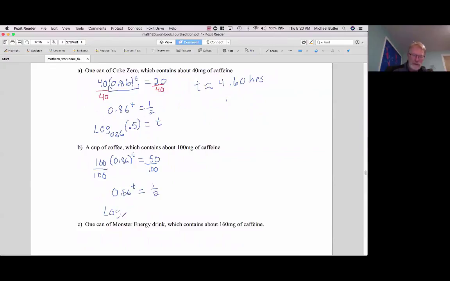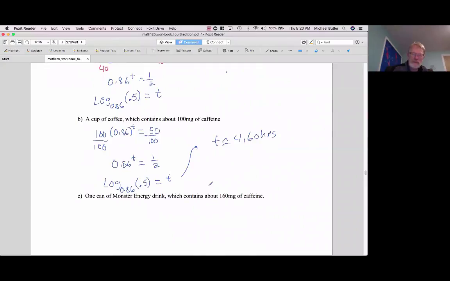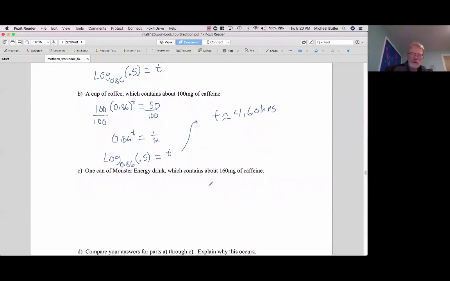We're going to get logarithm base 0.86 of 0.5 is equal to my T, right? Which tells me that T is approximately 4.60 hours. So the half-life, if your body is eliminating 14% per hour, then that means 86% of it is remaining. The half-life doesn't change at all based upon what you've consumed.